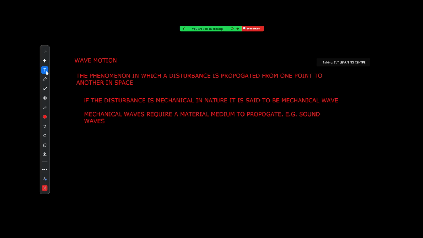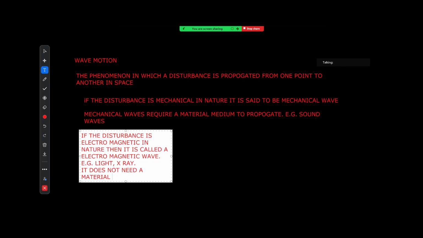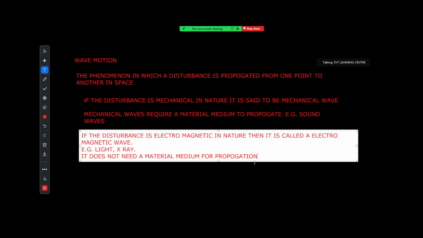Now again, if the disturbance is electromagnetic in nature, then it is called an electromagnetic wave. Correct. So example is light, of course X-ray, etc. Importantly, it does not need a material medium for propagation. Okay, so we have recently come across these two waves.